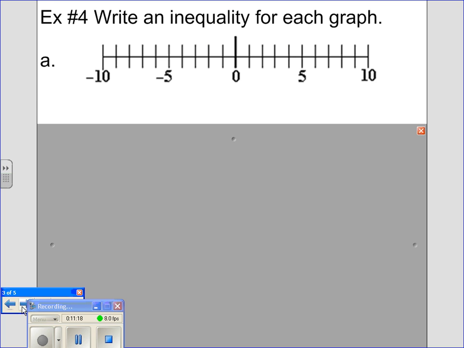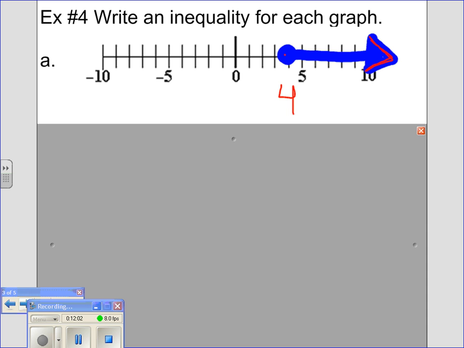All right, next slide. Slide 3. We're going to look at finding out what the inequality is from the graph. So let's start with this one. Now, looking at this graph, what is the inequality that makes this graph? So first off, we're going to look at the number. What number is this dot at? Good. It's at 4.